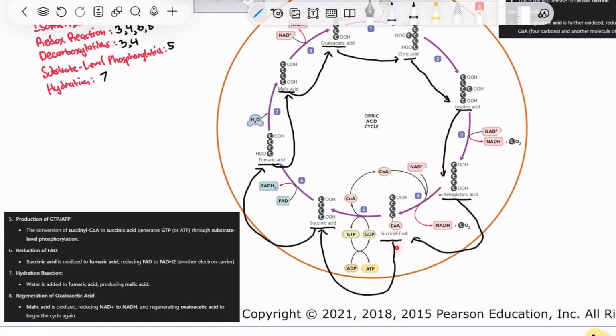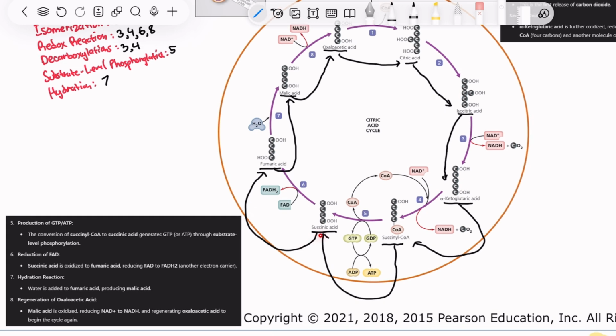So then the succinyl-CoA converts into succinic acid through substrate-level phosphorylation. The release of CoA from succinyl-CoA provides the energy for this reaction. This energy is used to convert GDP to GTP, or in some cases, ADP to ATP, depending on the specific cell type. The succinic acid is then oxidized into fumaric acid, reducing FAD into FADH2, another electron carrier.